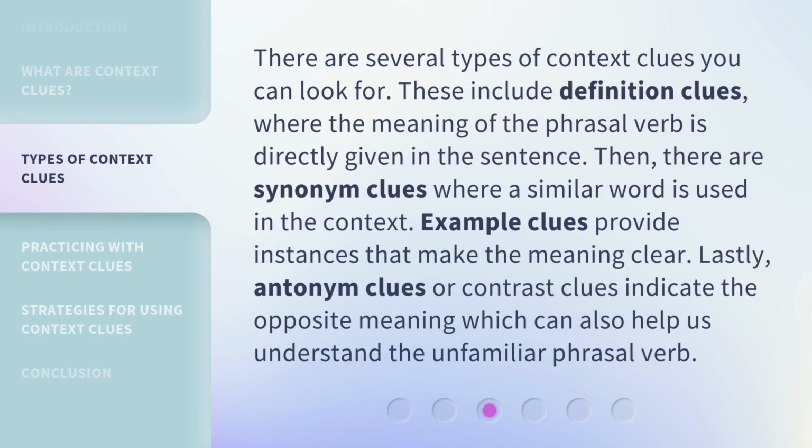There are several types of context clues you can look for. These include definition clues, where the meaning of the phrasal verb is directly given in the sentence. Then, there are synonym clues where a similar word is used in the context. Example clues provide instances that make the meaning clear. Lastly, antonym clues or contrast clues indicate the opposite meaning, which can also help us understand the unfamiliar phrasal verb.